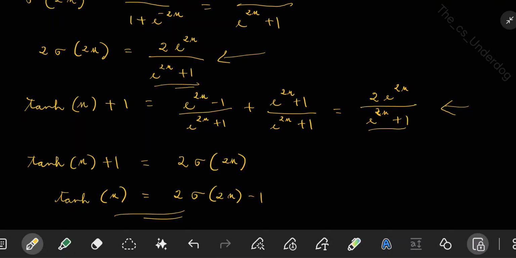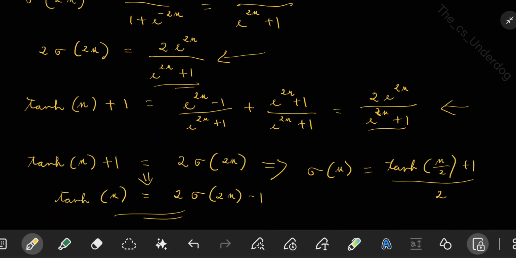This is one way. Or I can also say sigmoid of x can be written as tan h x by 2 plus 1 by 2. So both are the same. The same thing can be either written as this or this. So generally we use this one, that is tan h can be expressed as a function of sigmoid. So I just wanted to show that tan h and sigmoid are related in this way. So tan h can be expressed as 2 times sigmoid of 2x minus 1.